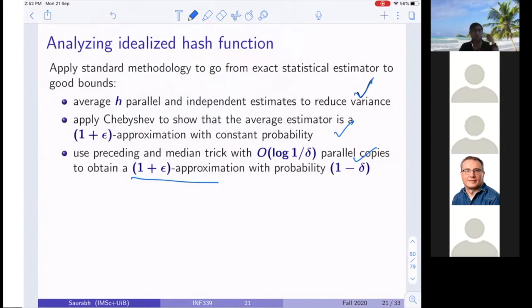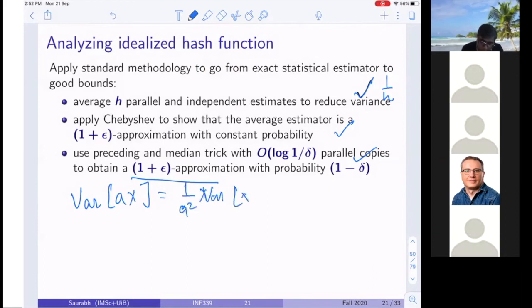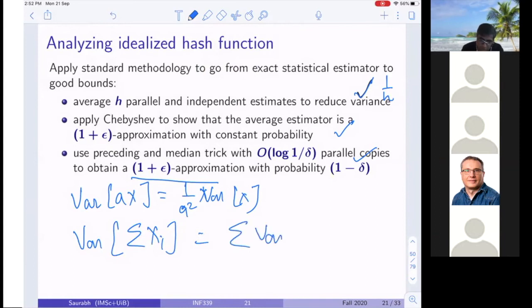So now we have got a very nice estimator. If you take H parallel independent estimators, how much does the variance reduce? You reduce the variance by a factor of 1 over H. Why? Because if you recall, the variance of aX is a squared times the variance of X, and the variance of the summation of Xi, if the Xi are independent, is the summation of the variances of Xi.